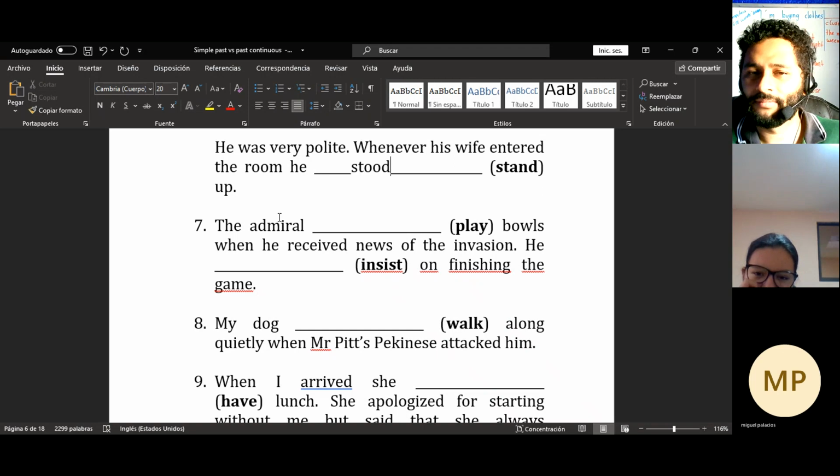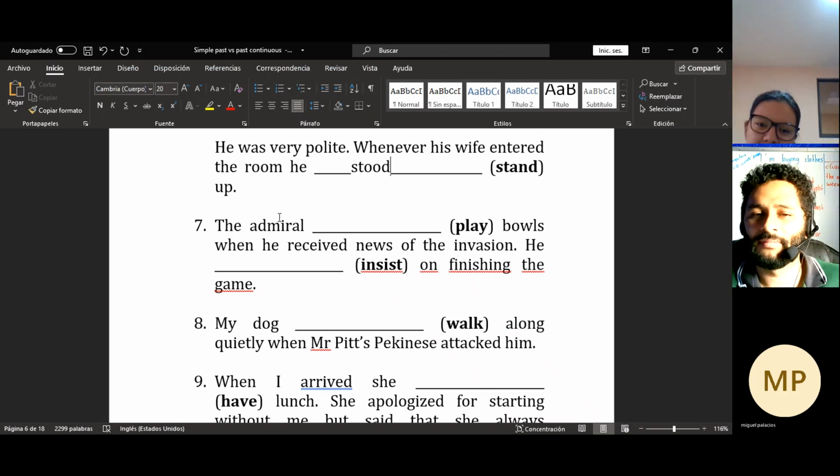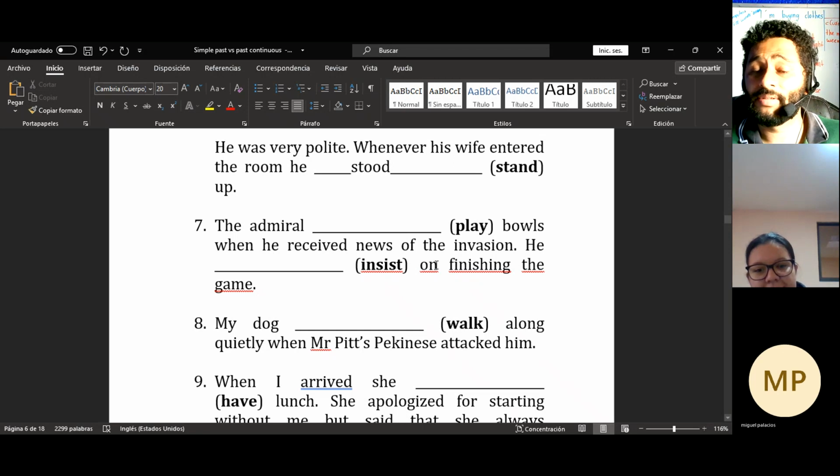The admiral was playing bowls when he received news of the invasion. He insisted on finishing the game. Exactly. He insisted on finishing the game. So you have something interesting there, which is insist on. Right? So insistir en es esto. He insisted on finishing the game.